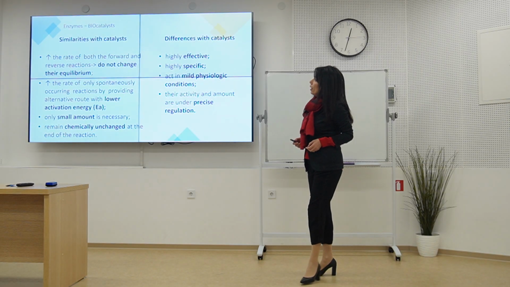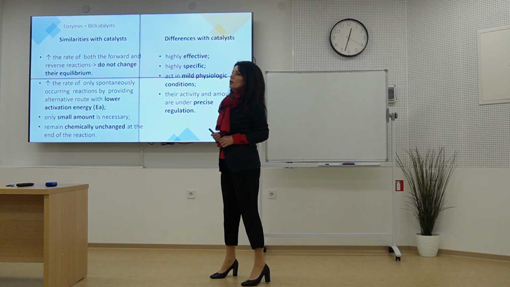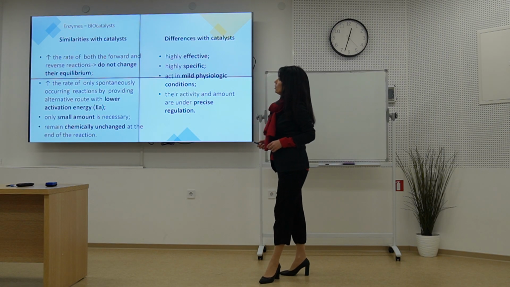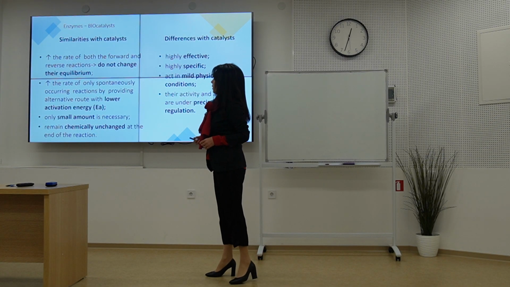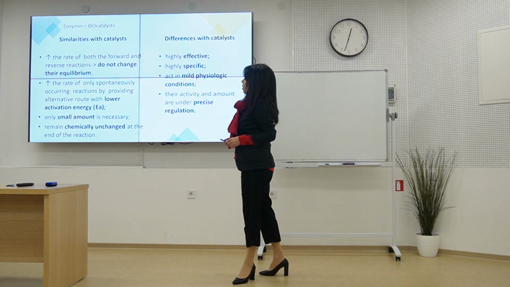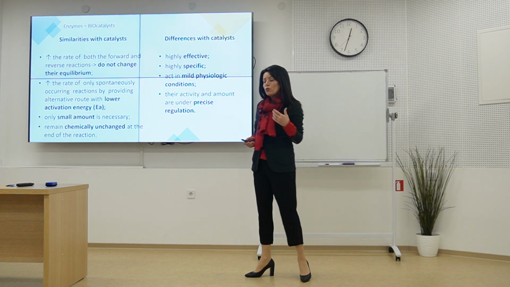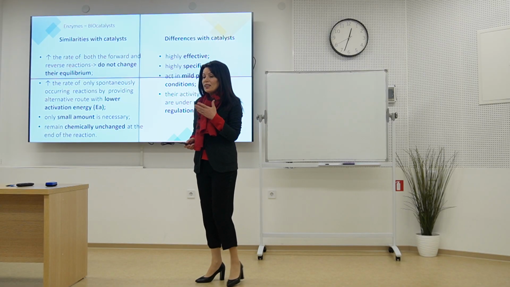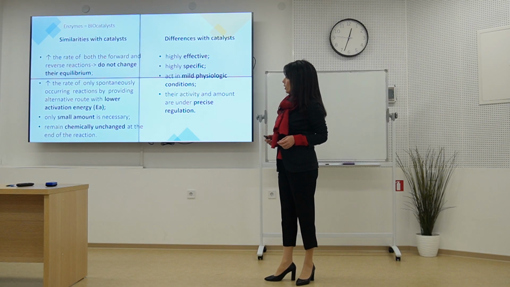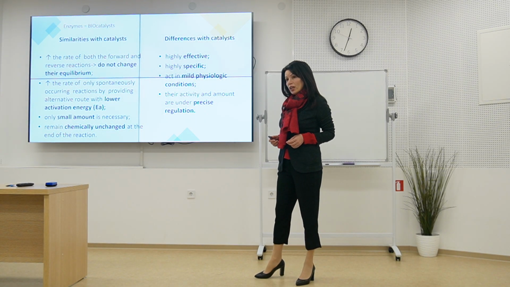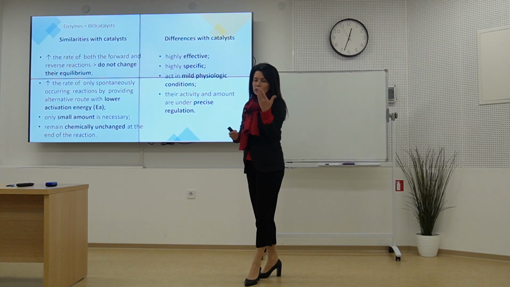The similarities and differences with other catalysts. The enzymes are used for the increase of both the forward and the reverse reactions. They do not change their equilibrium. They elevate the rate of only spontaneously occurring reactions by providing alternative route with lower activation energy. And this is the most important feature for enzymes, because they decrease the activation energy of the reaction. Only a small amount is necessary, and they remain unchanged in the end of the reaction, which means they can be used again and again in the next reaction.